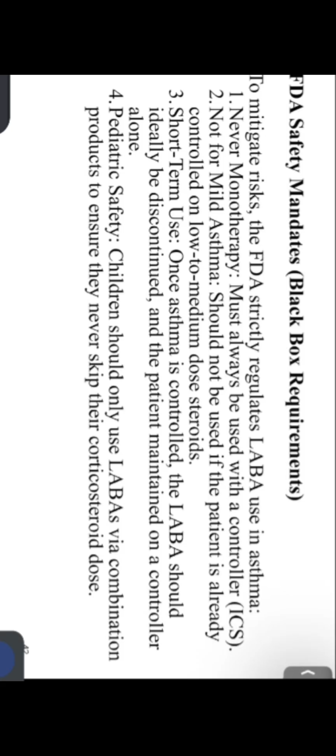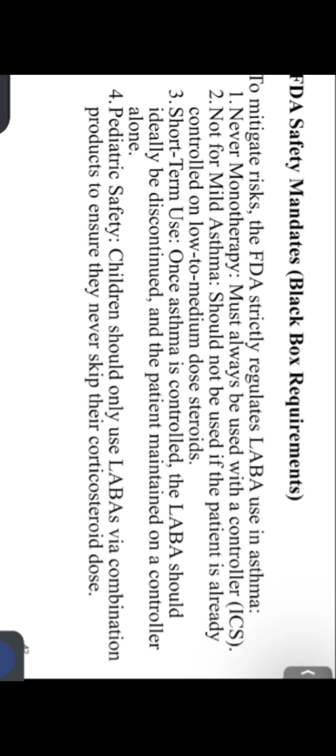So, FDA safety mandates. To mitigate the risk, after this study, they came up with a solution. The FDA strictly regulates LABA used in asthma.